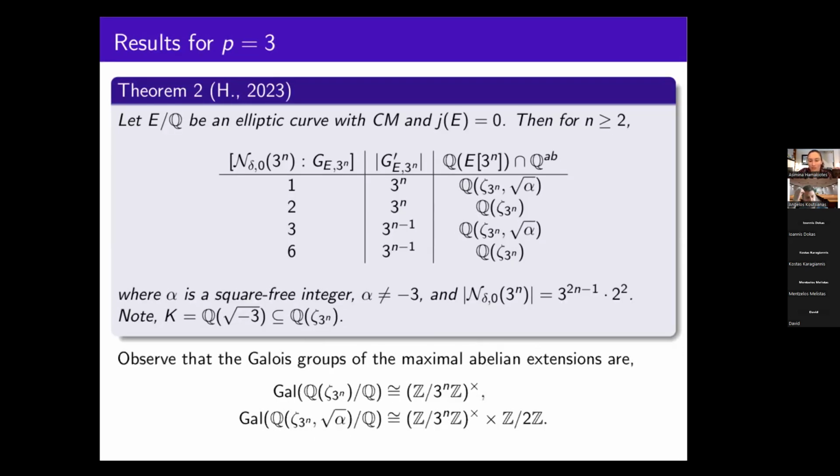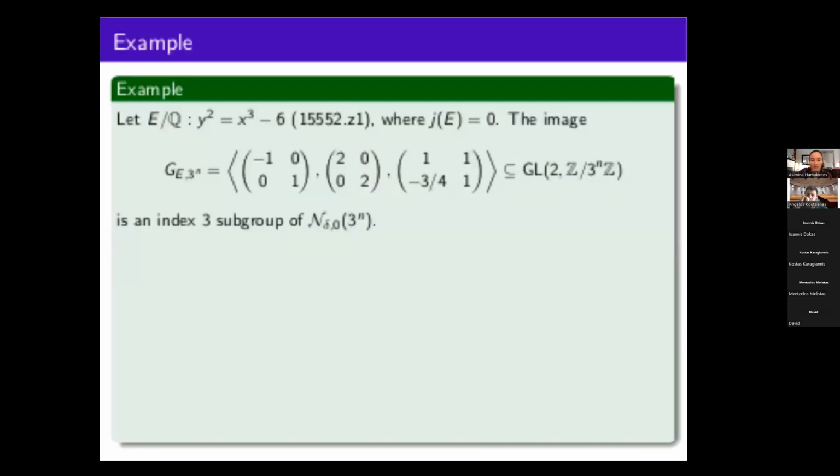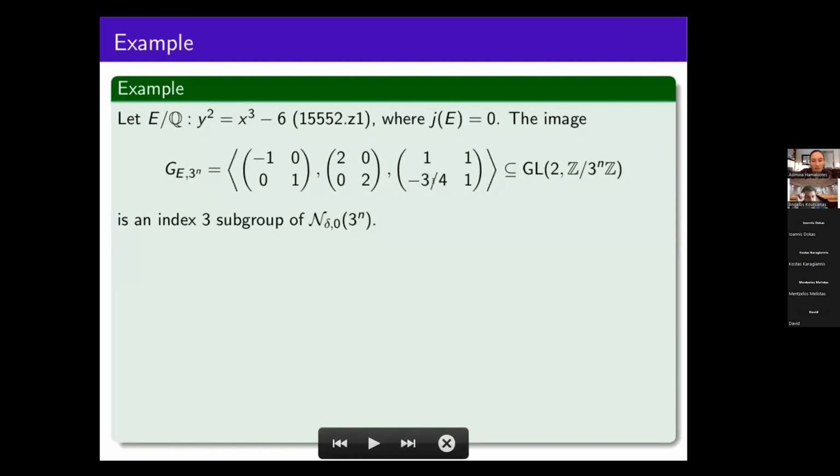I mean, the Galois groups aren't too interesting. They're exactly what you would expect, but I will explain what's going on. Like, why do some of these have a square root of alpha and why do some of these not have a square root of alpha? So let's take a look at the curve y squared equals x cubed minus 6. So this has J equal to 0, and the image is this subgroup of GL2 of Z mod 3 to the n Z, and it's an index 3 subgroup of the normalizer.